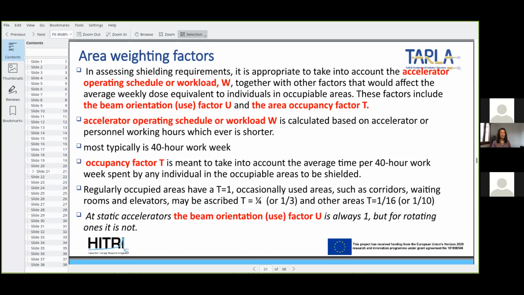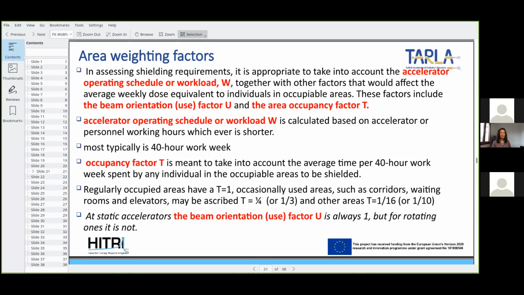Occupancy factor is where you want to distinguish areas, for example, where people are permanently sitting, a work area that will have an occupancy factor of 1, compared to some corridors or elevators where you think of 1/4 or 1/3. Again, there are differences between different countries and standards, as well as any other area, for example, a storage shed, which is entered maybe once per week or once per month. There you can assign a factor of, let's say, 1/16 or 1/10.